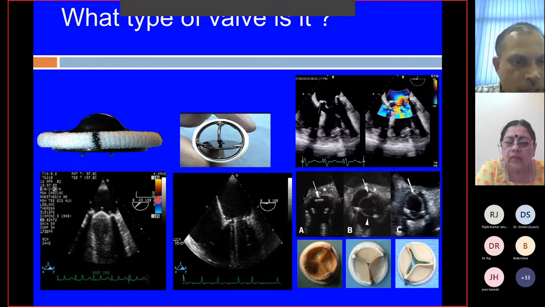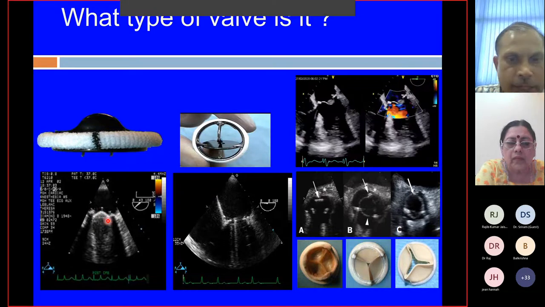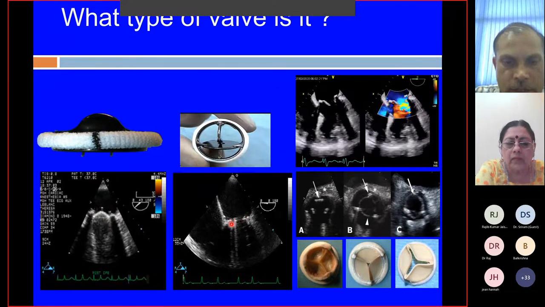Here you can see two larger orifices and one smaller orifice. That means this is a mechanical bileaflet valve. While here you see one larger orifice and one smaller orifice. That means this is a tilting disc valve.